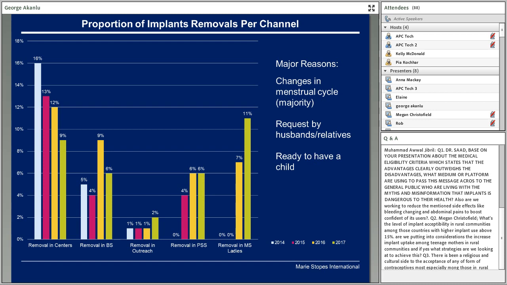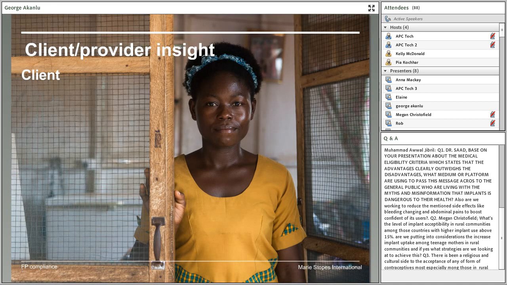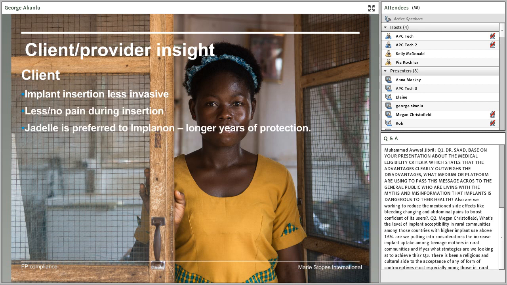My previous presenters also talked about removals. So this is also the rate of removals across all these channels. And as you can see, it's highest among the static side, and especially in our centers. But that has been dropping right from 2014.